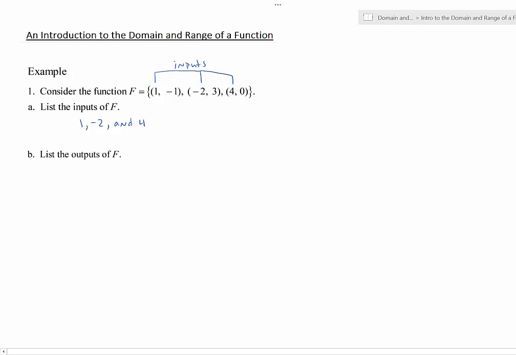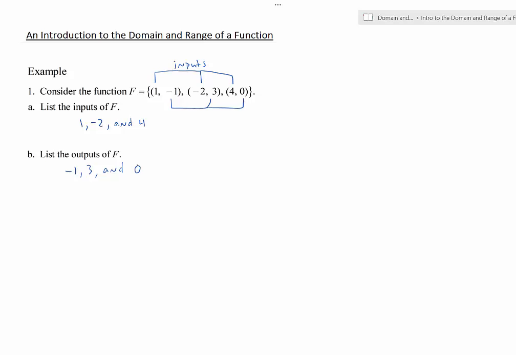All right. Now we're going to look at the outputs. Let's list them. The outputs are always the second coordinates in your ordered pairs. Here we have the outputs -1, 3, and 0. So that's nice. That's great. What does this have to do with domain and range? Well, this is supposed to help us kind of foresee what domain and range are.